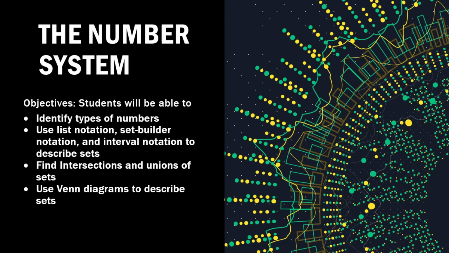Welcome to class today. Today we're going to talk about the number system. We'll talk about various types of numbers, how to put them in sets, find the intersections and unions of those sets, and to draw them out using Venn diagrams.